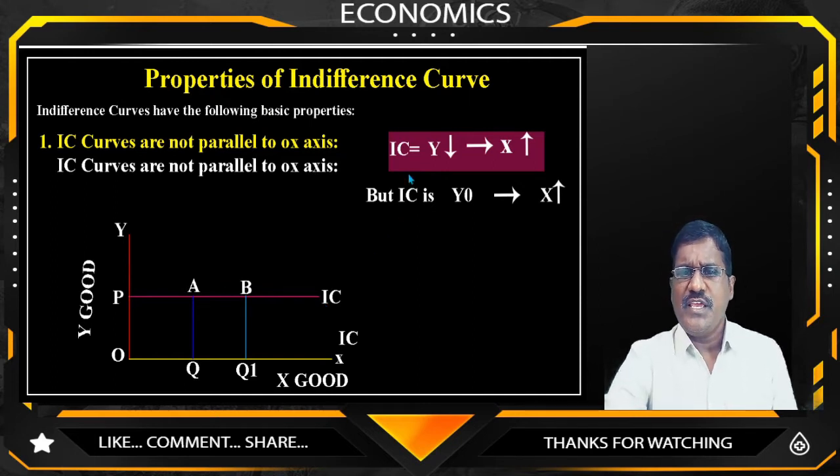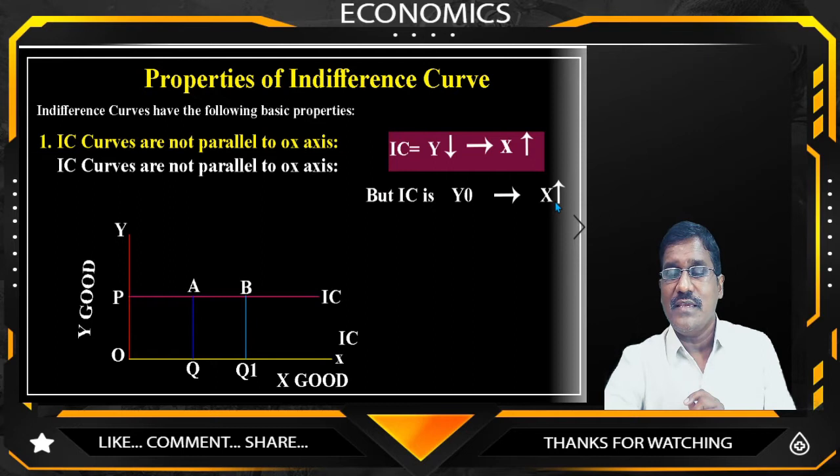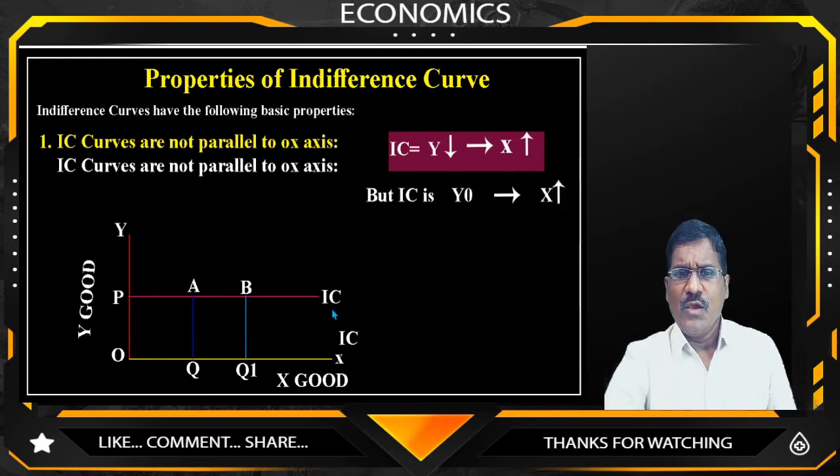See here, an indifference curve always represents Y decreases, X increases. That needs to be analyzed in indifference curve analysis. Whenever Y decreases, X should increase. That is the concept of indifference curve. Then only the marginal rate of substitution is applicable. When the marginal rate of substitution is applicable, the formula needs to be implemented. But here Y is constant, X increases. So that's why this happened here.